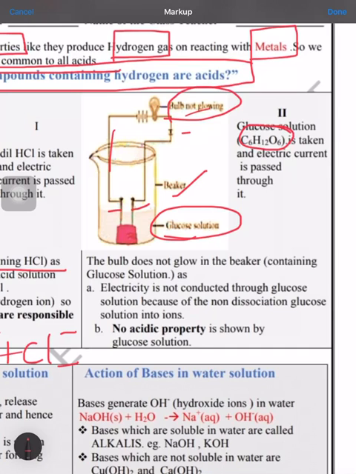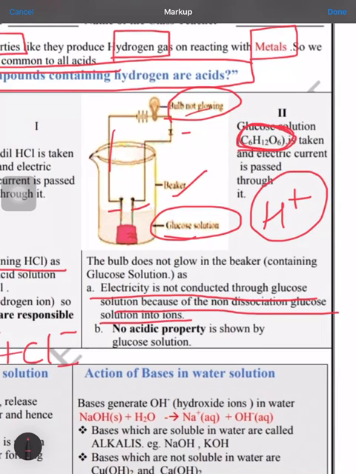Now why is this bulb not glowing? Because this glucose has not undergone a dissociation reaction. That means it is not producing H+ ions. So electricity is not conducted through the glucose solution because there is no dissociation into ions. So this is the main point: dissociation means breaking down. If we go further, the bonding in HCl is ionic, and when we talk of C6H12O6, it is covalent bonding. That means here there is complete transfer of electrons, and there is sharing of electrons.